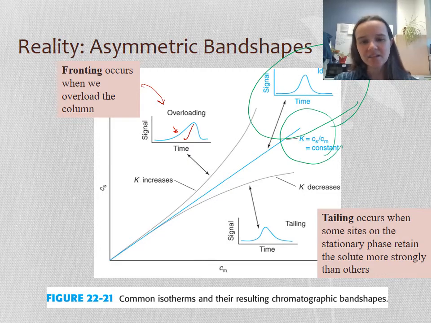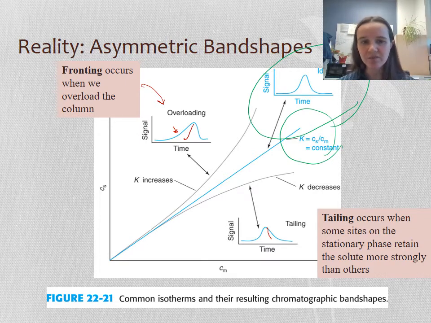Tailing is the opposite. In tailing, some things take longer to come out than they should, so you're expecting it to be down like that, and some linger longer. They're lingering longer because of inhomogeneity in your stationary phase. Some of the sites in the stationary phase are binding to the analyte stronger than others. This can happen over time as your column degrades.